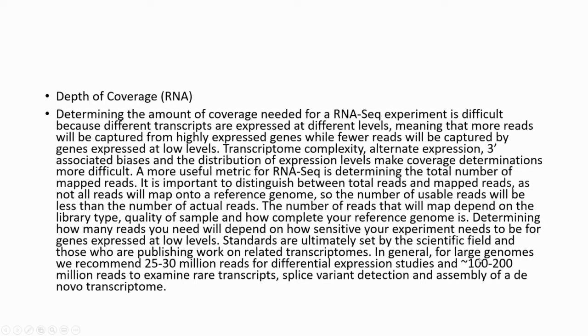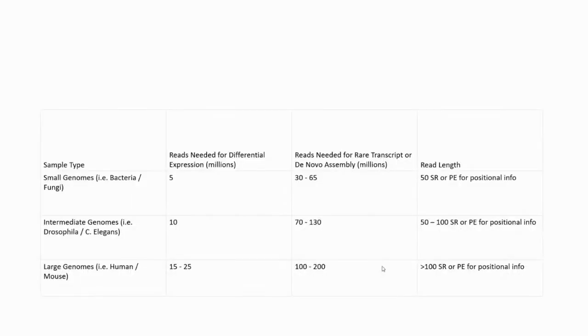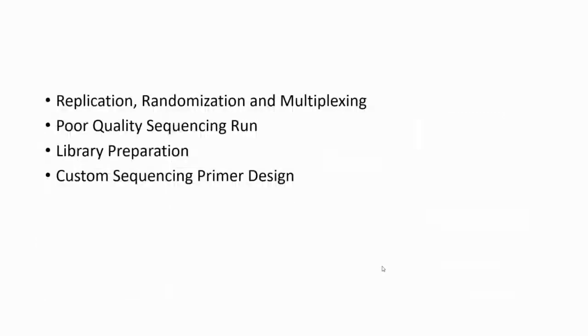So in general, for a large genome, we recommend 25 to 30 million reads for differential expression studies, so that you can cover everything. That's the depth of the coverage. And this is just the process of the NGS sequencing.